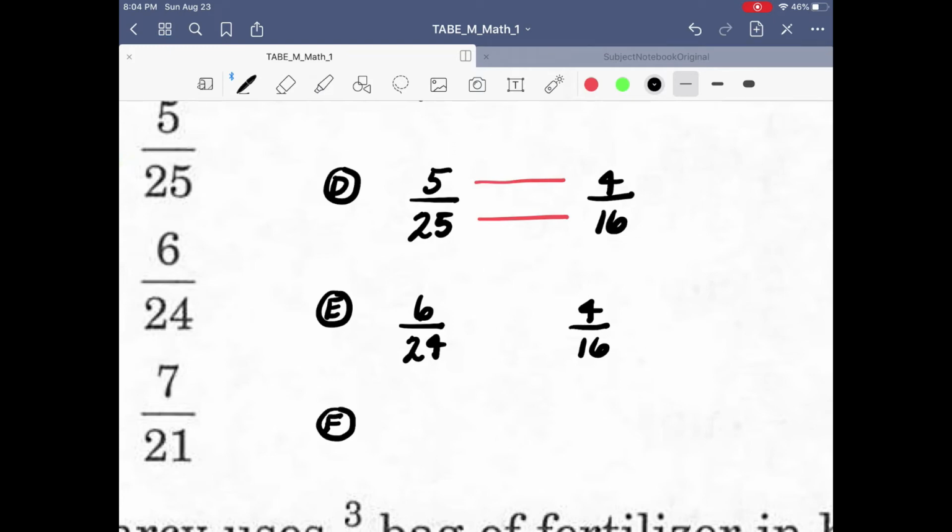That's okay though. I'm going to skip that one for just a minute. And let's look at this last one. E is your other answer. Let me just go ahead and tell you that. And I'm going to come back and explain why that is so. F, I have 7/21 and 4/16, and there is nothing that will link those two.